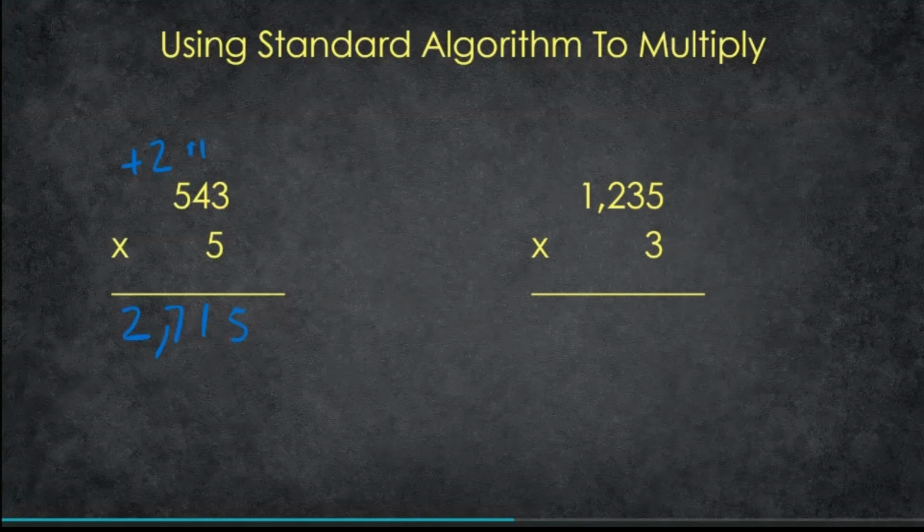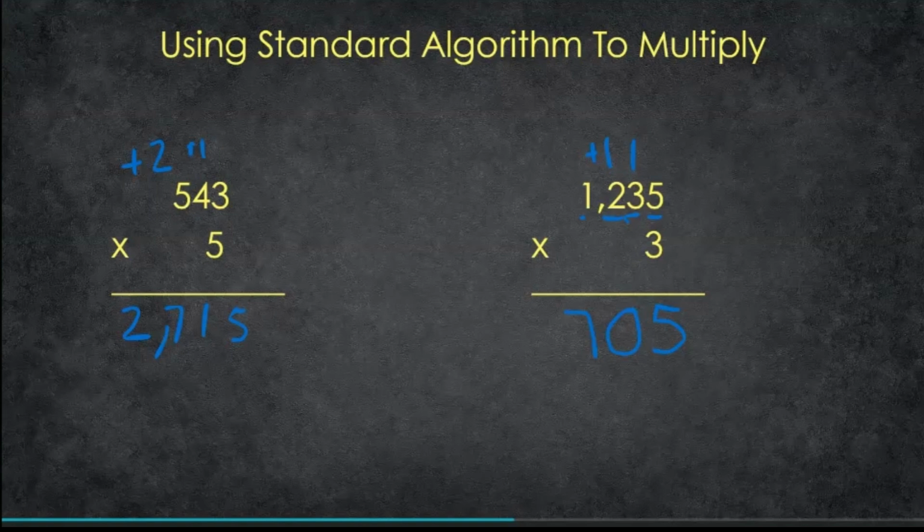All right, one more practice problem together. So first step, 3 times 5 equals 15. I'm going to regroup. Then I'm going to go to the tens place. 3 times 3, which is 9, plus 1 is 10. Regroup. Then I'm going to go to the hundreds. 3 times 2, which is 6, plus the 1 I moved over, 7. There's no regrouping on that one because I didn't make a 10, so I just have to write the 7.